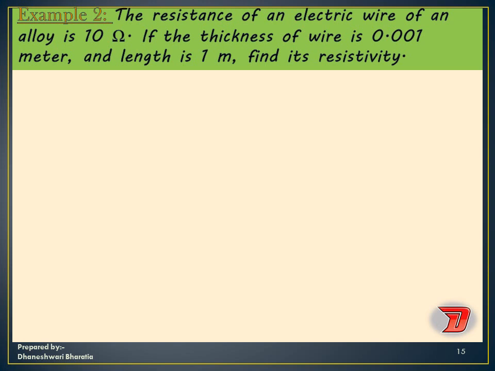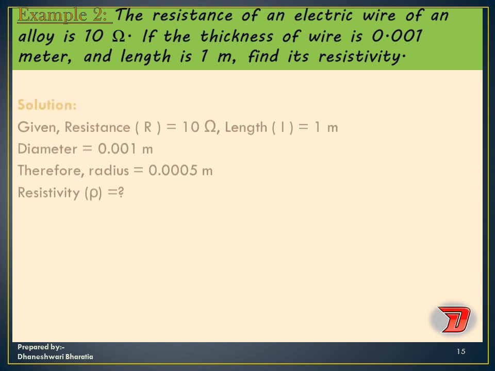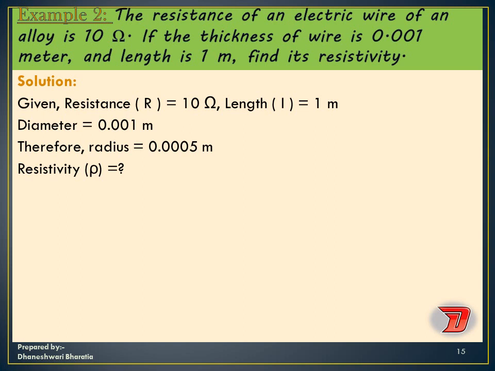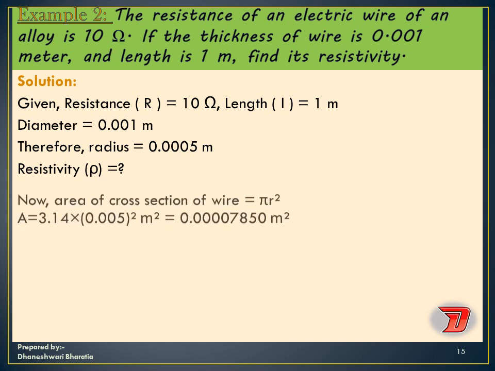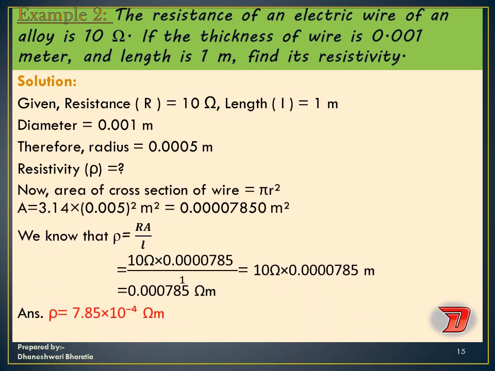the resistance of electric wire of alloy is 10 ohm, that is R is given. Thickness of wire is 0.001 meter. Length is given, and again you have to find the resistivity. Okay, so jot down what are the given points. Okay, we know radius is half than that of diameter, so radius is d by 2. So you can see here it is halved. Okay, find capital A, use the formula, and then find the resistivity.